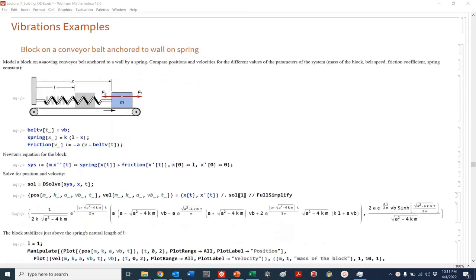Hi everyone, we are back and we're going to look at some vibrations examples. Specifically, we're going to look at the case of a block on a conveyor belt anchored to a wall on a spring. So here we can look at essentially some of our Newton's equation.